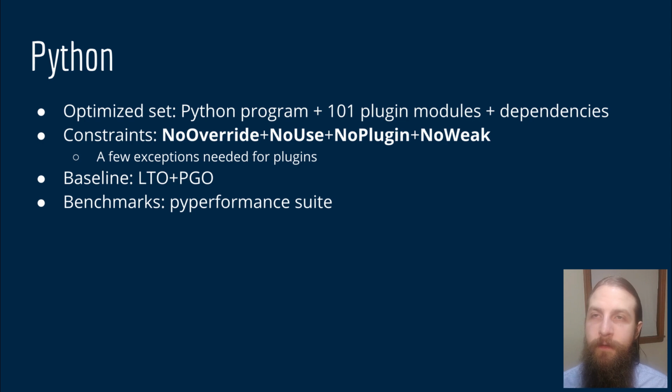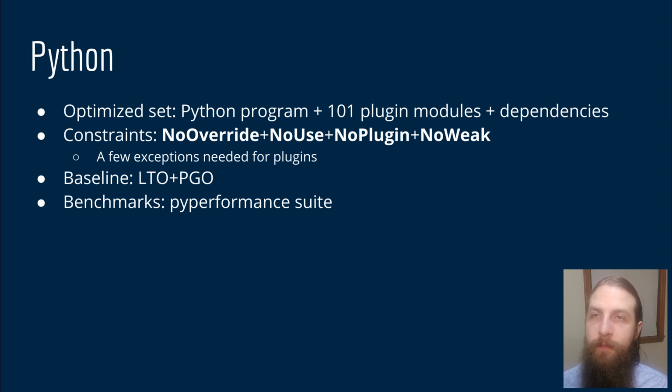We applied all 4 constraints to the code, which implies that we can't use any new plugin modules or programs outside the optimized set. That wouldn't make sense for a typical Python package, but it would be perfectly practical in something like a Docker container where we know exactly which modules will be used.